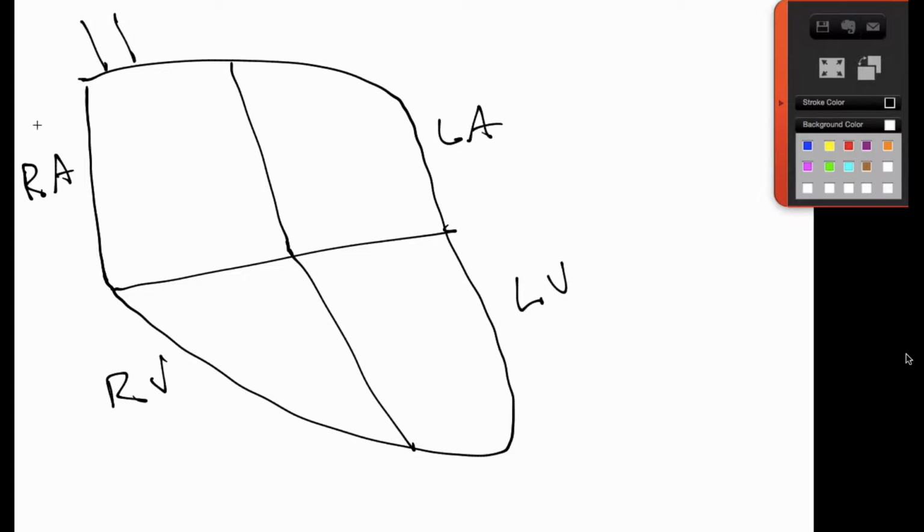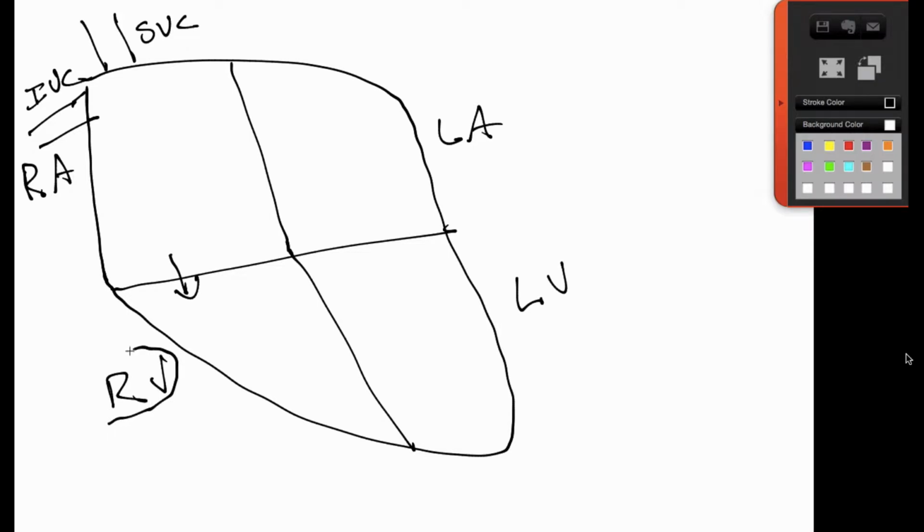Now, the role of the right atrium is to accept blood from the body, and that's coming in through the superior vena cava and the inferior vena cava. And the right atrium is then pumping the blood into the right ventricle.